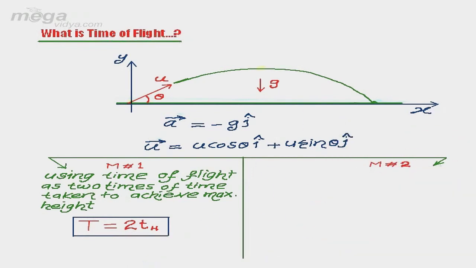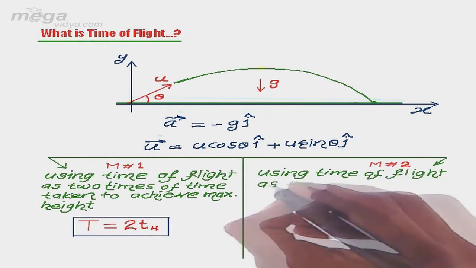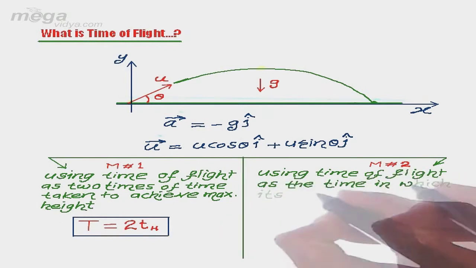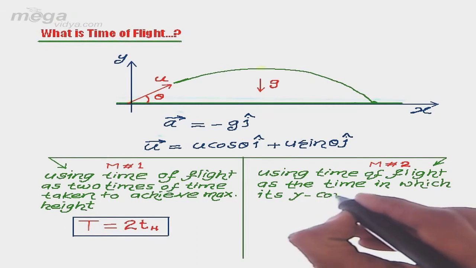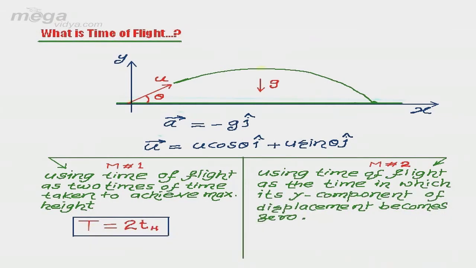Now in the second method, we will use time of flight as the time in which its y component of displacement becomes 0. So what will we say? We say that time of flight is the time in which delta y becomes 0.